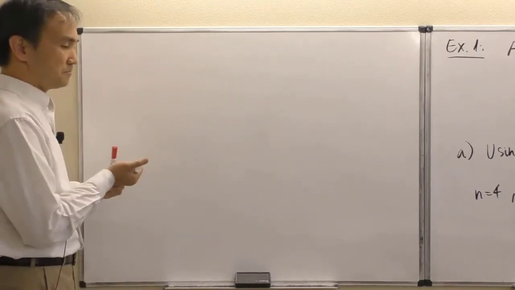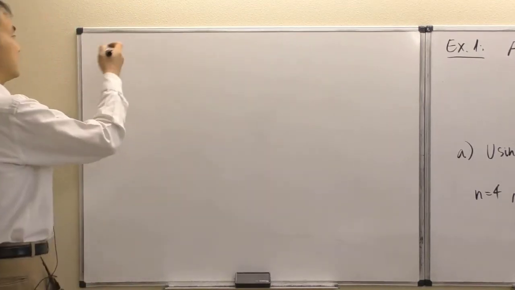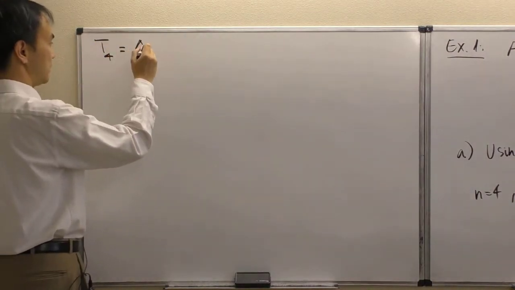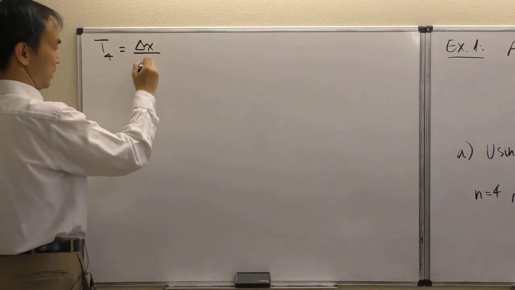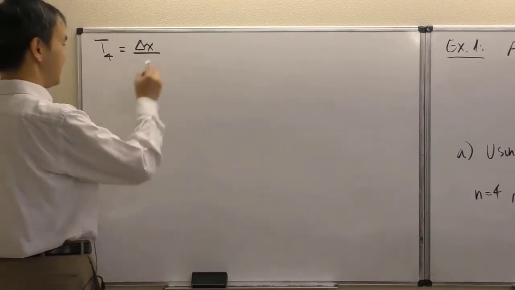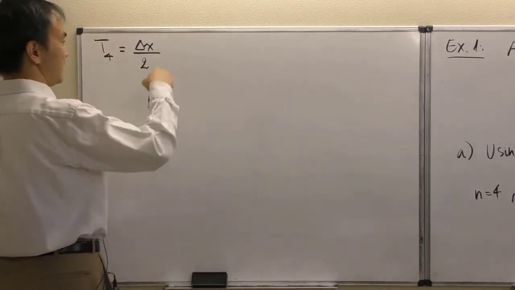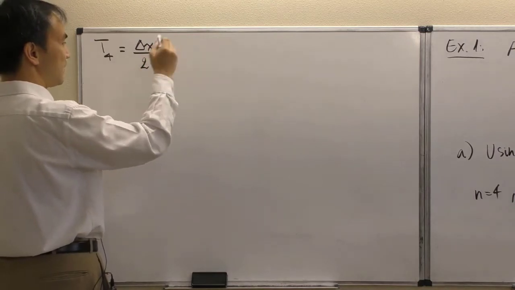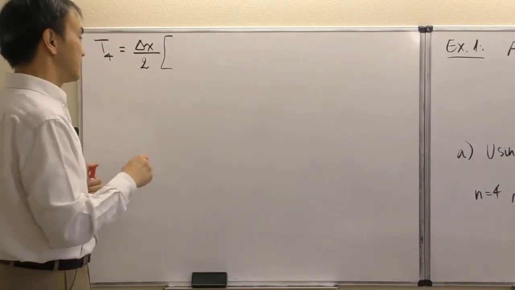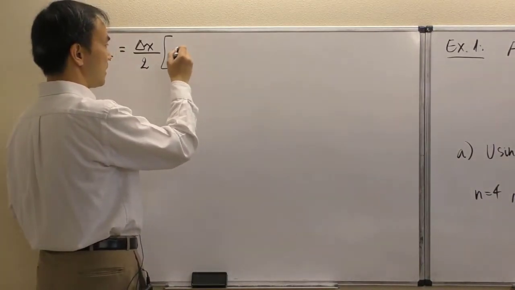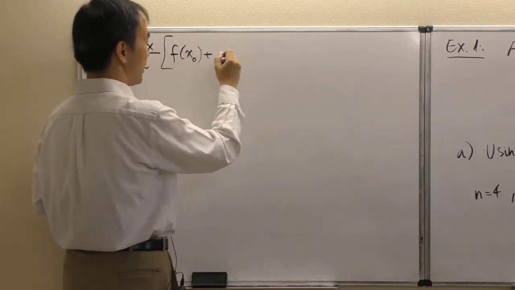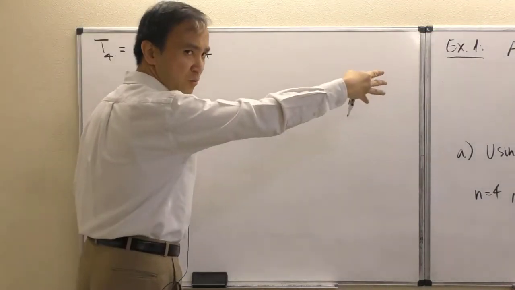All right, so the formula for T4 should be delta x over 4, I mean over 2. Delta x over 2, and this will eventually be 0.25 for delta x. But I'm just going to write down the general formula first. So f of x0 is always coefficient 1. But starting with f of x1 and anywhere before the last one, which is x4 in this case.